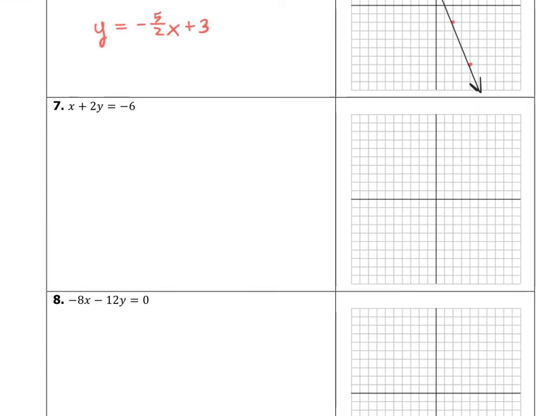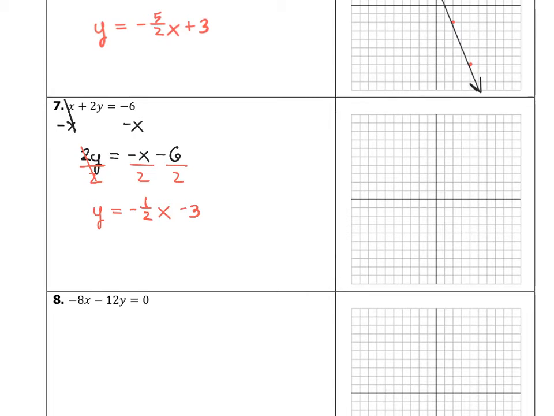Number 7, x plus 2y equals negative 6. I'll subtract x from both sides first. That leaves me with 2y equals negative x minus 6, and then divide everything by positive 2. Again, when you're dividing by 2 and you only have an x or a negative x, remember that's a 1/2. In this case, it's a negative 1/2 x, and then negative 6 divided by 2 is minus 3.